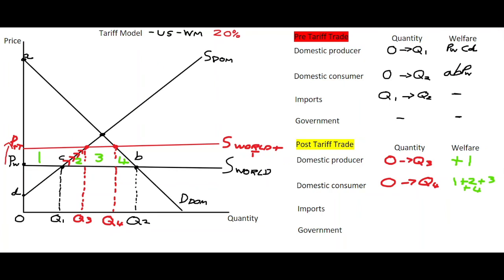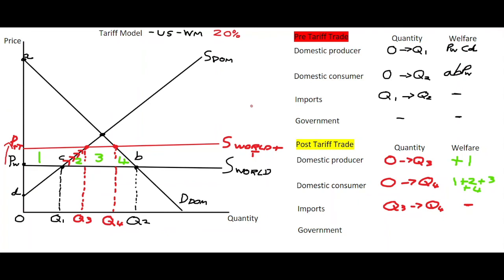Now, what has happened to imports? Well, because there's a tax on imports and it's increased the price of them, imports have reduced to between Q3 and Q4. So Q3 up to Q4 is the new import level. So we can see that's reduced compared to Q1 and Q2. So less imports here, but we don't have any welfare effects. So we'll put in our little dash over here.